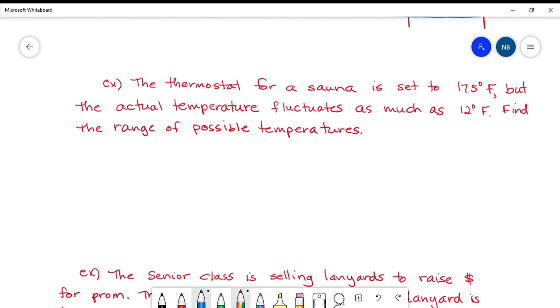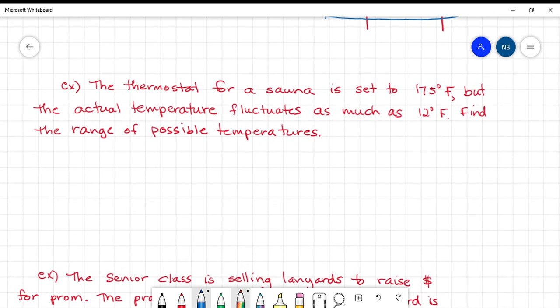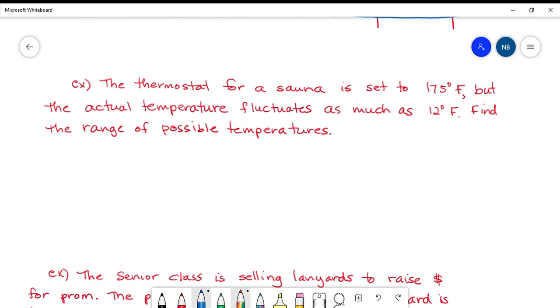says thermostat for a sauna is set to 175 degrees Fahrenheit, but the actual temperature fluctuates. That means varies as much as 12 degrees Fahrenheit. Notice when we say fluctuates, it means it could go up 12 degrees or it could go down 12 degrees. Find the range of possible temperatures.